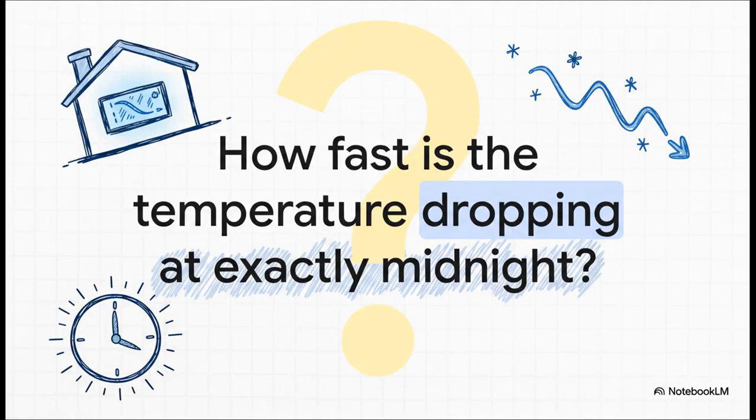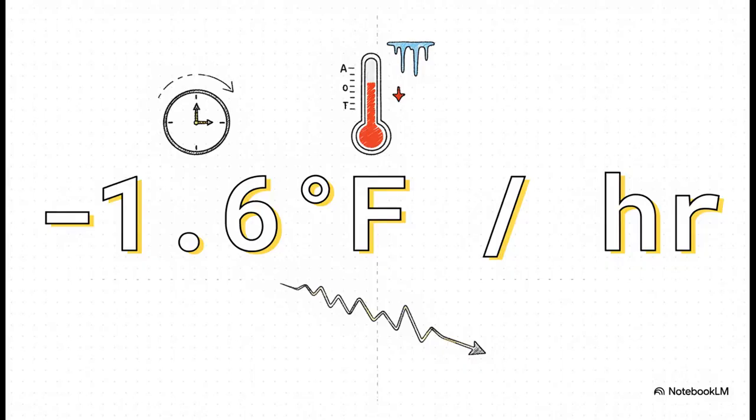Let's look at a totally practical example. Let's say you've programmed your thermostat to cool the house down overnight. Sure, you can measure the average temperature drop over a few hours. That's easy. But with the derivative, you can ask a much more precise question. And because you can ask a more precise question, you can get a more precise answer. At the exact instant of midnight, the temperature is dropping at a rate of negative 1.6 degrees Fahrenheit per hour. That's the power of the derivative.